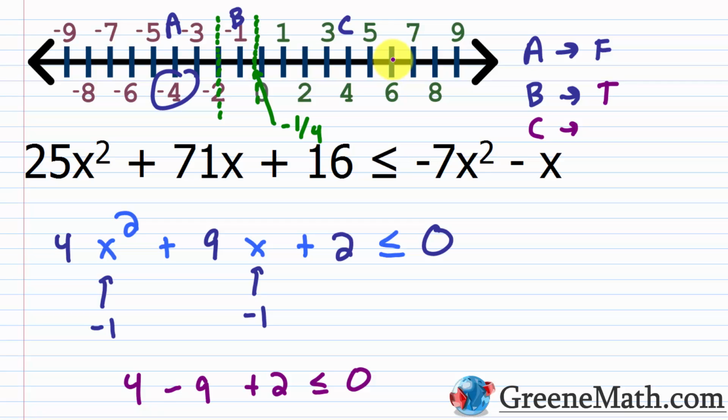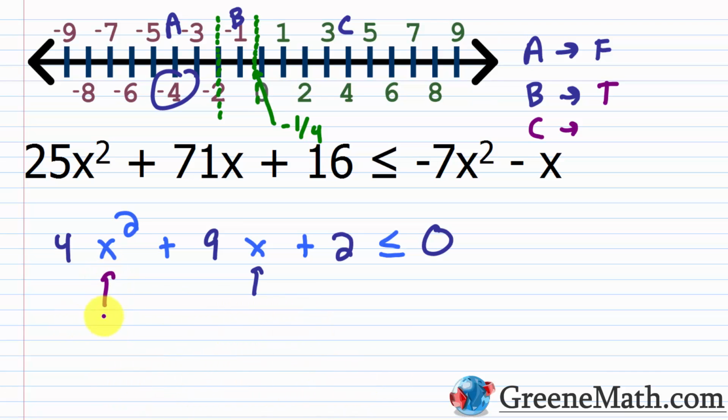The other case that happens a lot will be that the middle region works, and the one on the left and the one on the right don't work. Now, this isn't true every single time, but in most cases it follows this pattern, okay? So for region C, let's pick a value of 0, because that's real easy to work with.